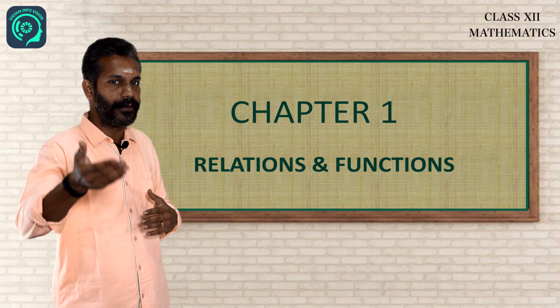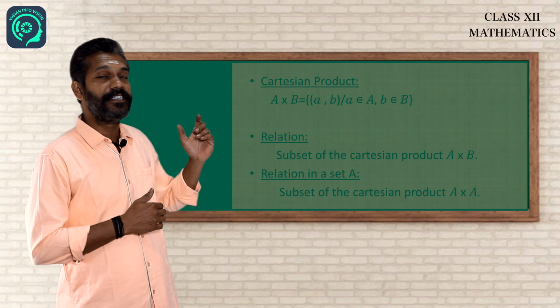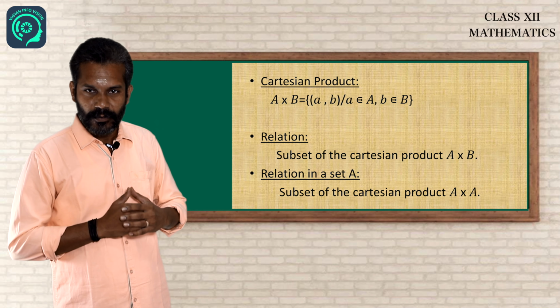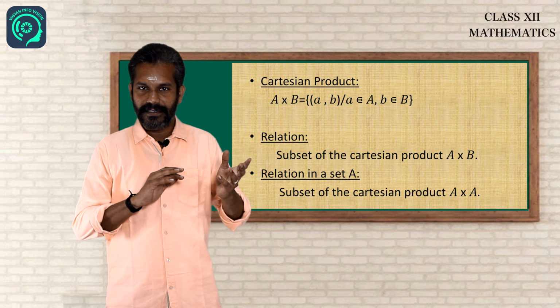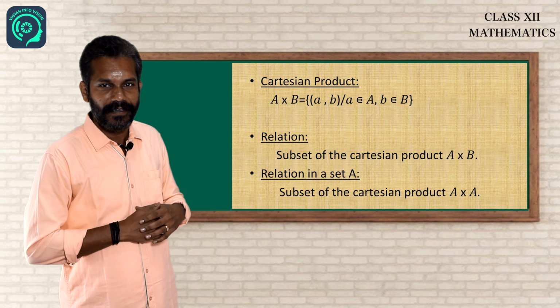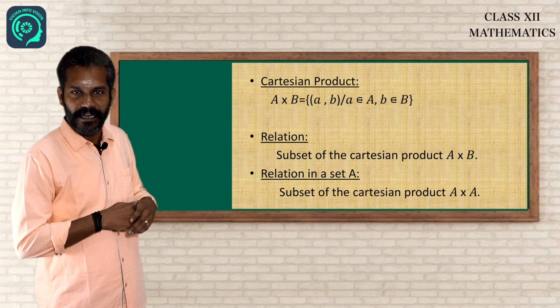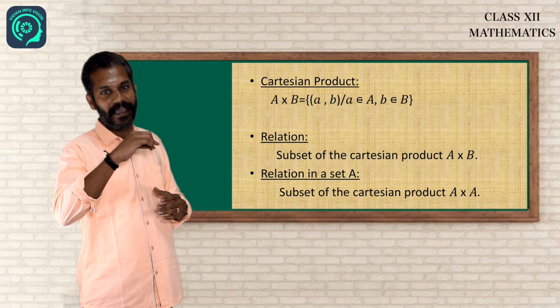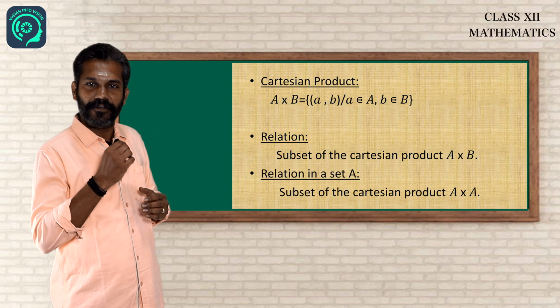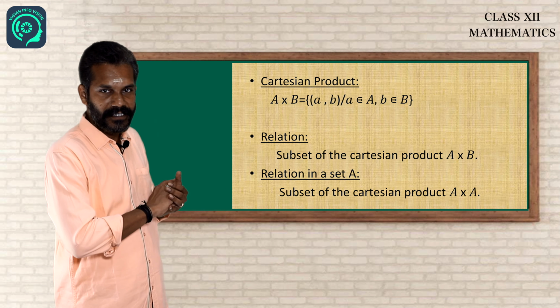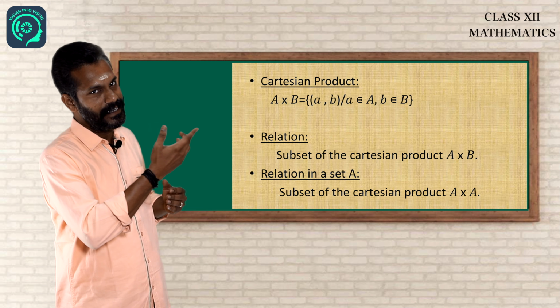Before starting relations, you discussed the Cartesian product. What is a Cartesian product? Let A and B be two sets. Then the Cartesian product of A and B is denoted by A cross B, which is the set of all ordered pairs (a, b), where a is an element of A and b is an element of B. That is, the first component is an element of the first set and the second component is an element of the second set.